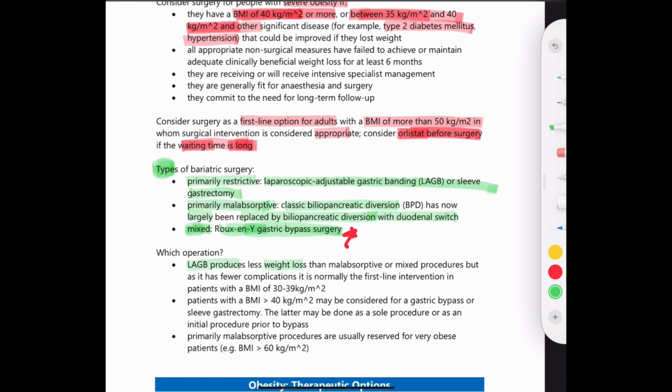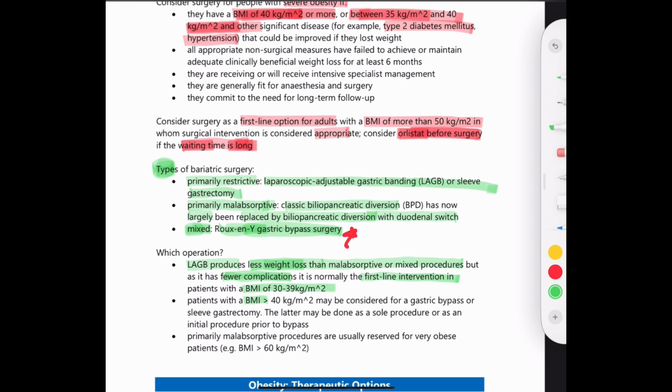Laparoscopic adjustable gastric banding (LAGB) results in less weight loss than malabsorptive or mixed procedures, but it has fewer complications. It is normally the first-line intervention in patients with a BMI of 30 to 39 kg/m².